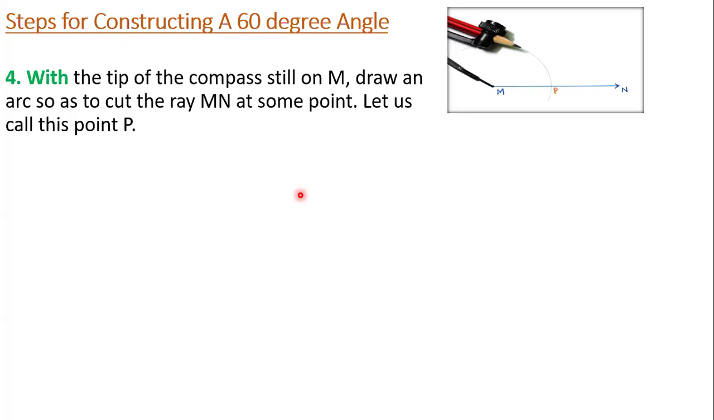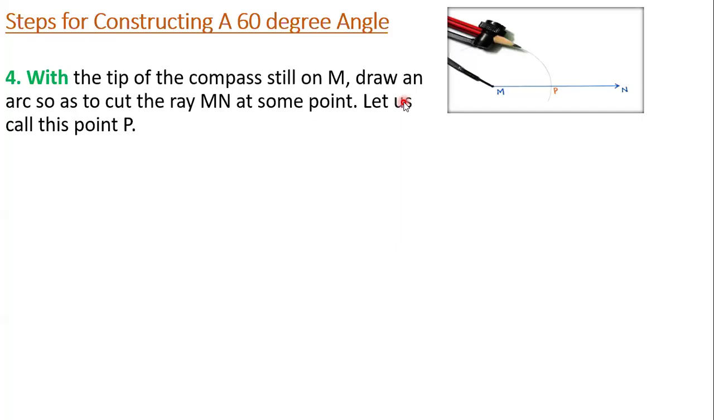Okay, read the fourth step. With the tip of the compass still on M, draw an arc so as to cut the ray MN at some point. Let us call this point P. Very good. And Shaved Harris, read the fourth one. With the tip of the compass still on M, draw an arc so as to cut the ray MN at some point. Let us call this point P. Good. That's what we have.